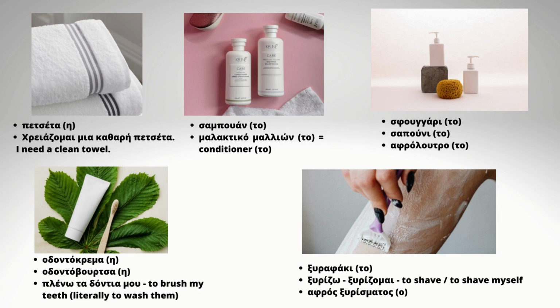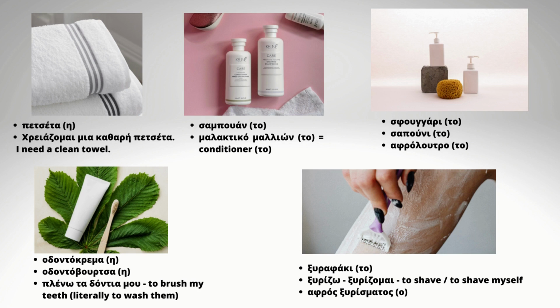Sometimes in Greece you will hear a slightly strange accent when we use English words. We write it just like in English, conditioner, but we pronounce it a little bit differently. Okay, on the right we can see a sponge on which we can put soap or shower gel. The word in Greek for a sponge is to sfungari. To sfungari. It's a neutral one.